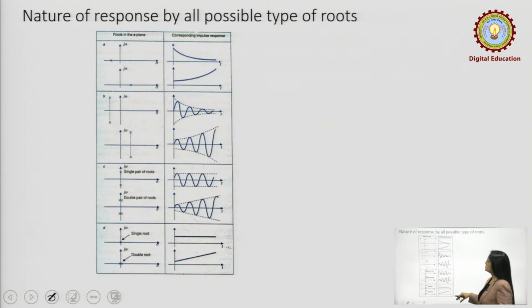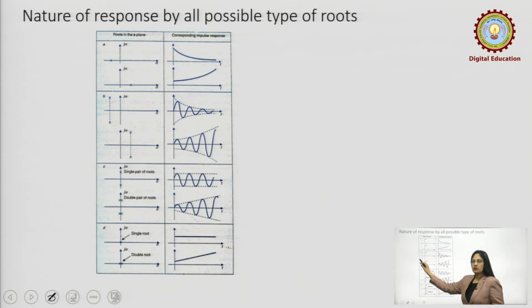Now, this is about the impulse response for the location of the roots, since the stability of a system is related to the location of the roots. Here, if the location of the root is on the left half of the S plane, then the system is stable and reaches the steady state value, and if the location of the root is on the right half of the S plane, then the system is unstable.